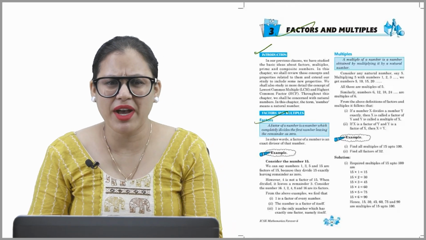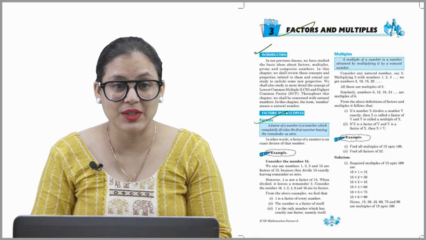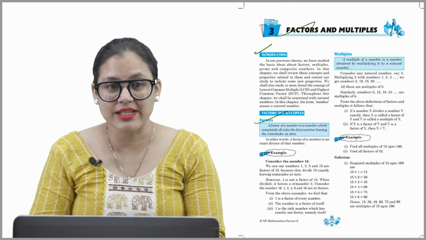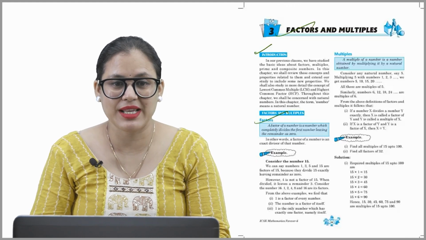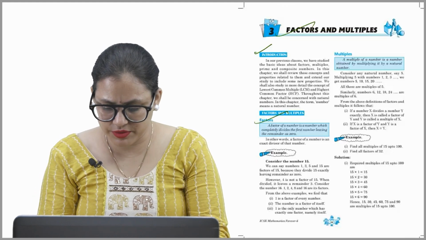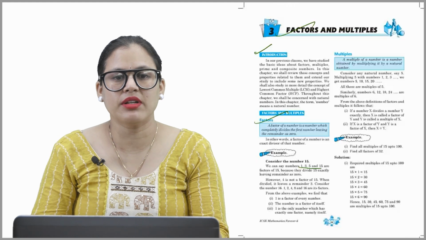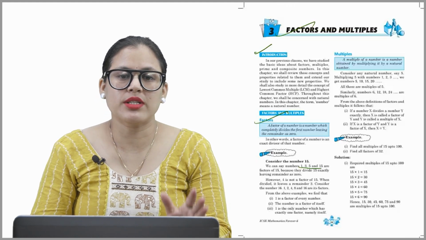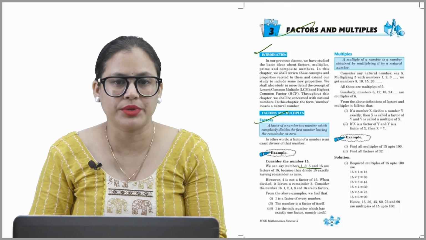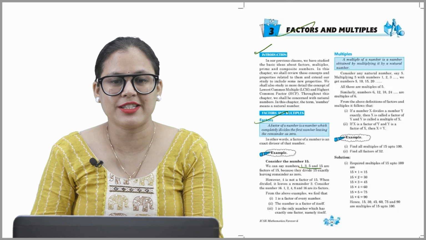Factors. A factor of a number is a number which completely divides the first number, leaving the remainder as 0. In other words, a factor of a number is an exact divisor of that number. Okay, example, consider the number 15. We can say 1, 3, 5 and 15 are factors of 15 because they divide 15 exactly, leaving remainder as 0. However, 4 is not a factor of 15. When divided, it leaves a remainder 3. Consider the number 16: 1, 2, 4, 8 and 16 are its factors.